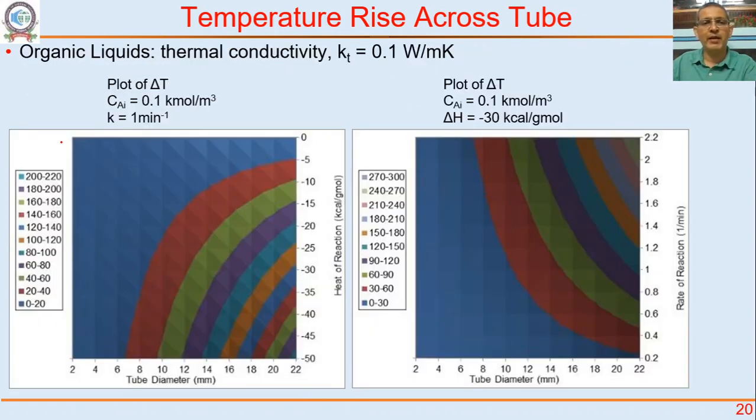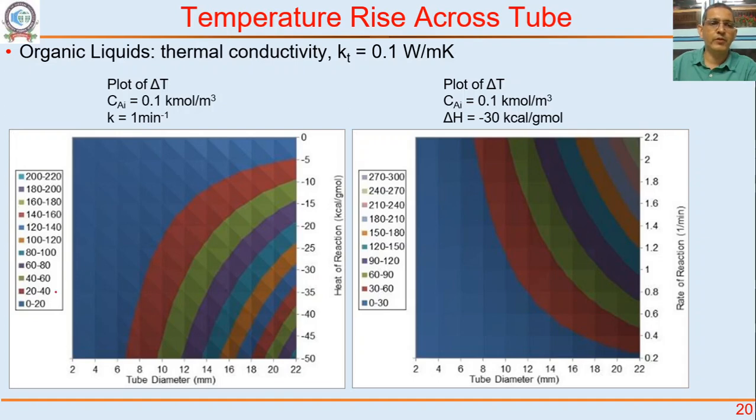Let's take some typical values and calculate. Here is the data: tube diameter if you plot versus heat of reaction, and this is the delta T max, if you like, what is allowed. Okay. So 220.